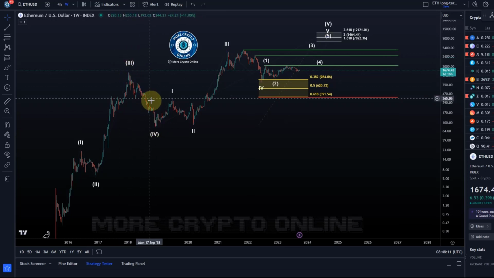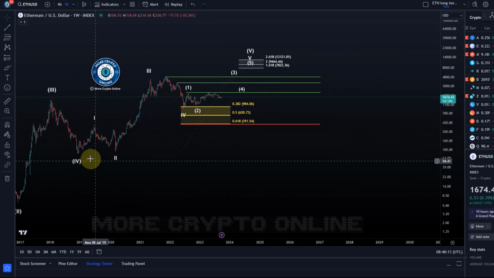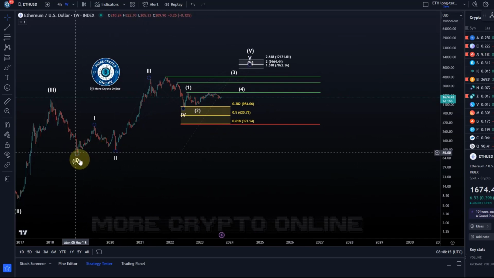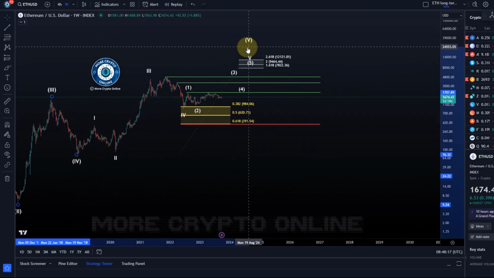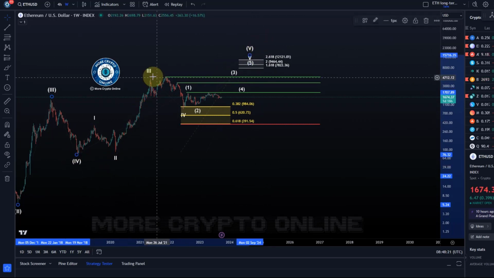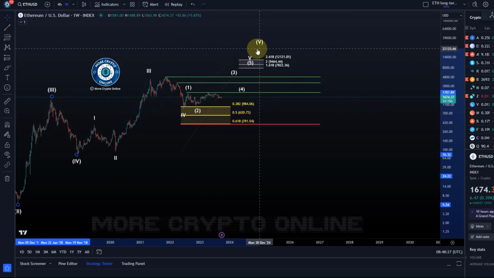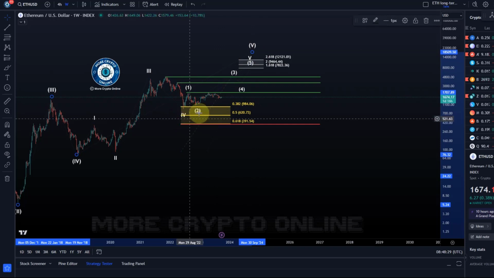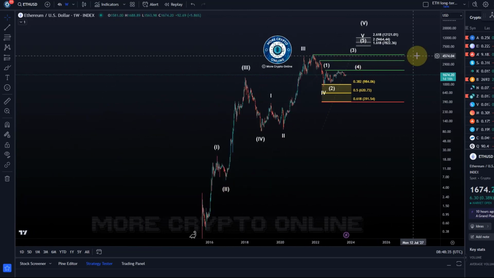So 2018 high, 2018 low, and then into 2020, another 1-2 setup of the main wave 5 here. Then this is a third wave of a fifth wave. This here is the fourth wave, which might have ended in June 22. And we might be in the last rally now in a larger fifth wave basically, right? In the third wave of the fifth wave.